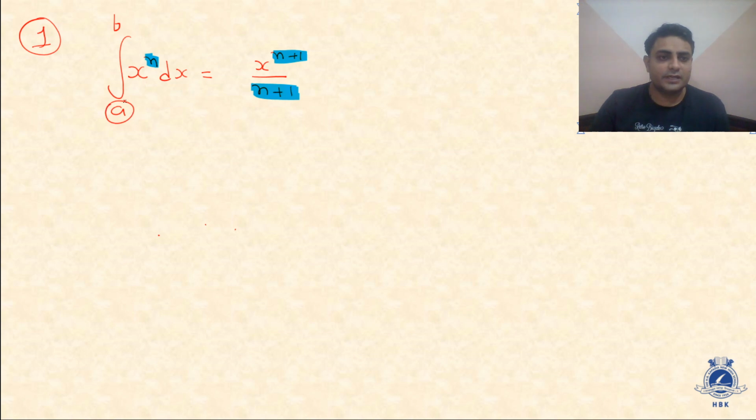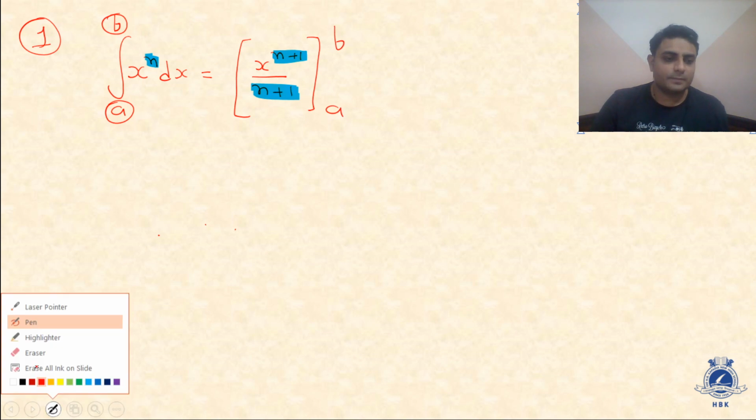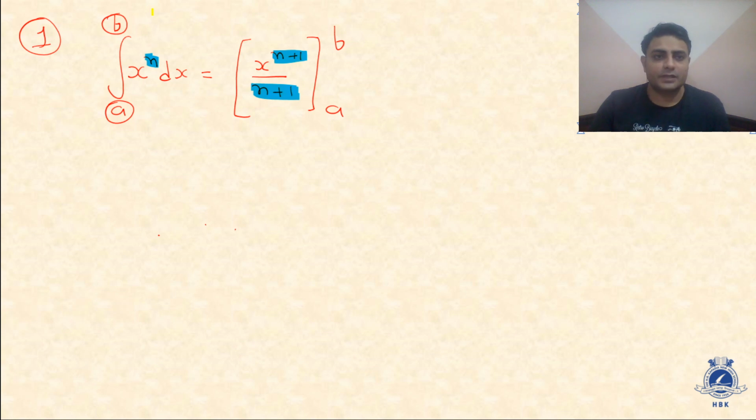Also the limits will continue. Limits are from a to b, and the limits will be written like this. This is a and b. From where does this come? Just see, it comes from this thing. This is b, therefore I have written b over here. This is a, therefore I have written a over here. So this is the first step.